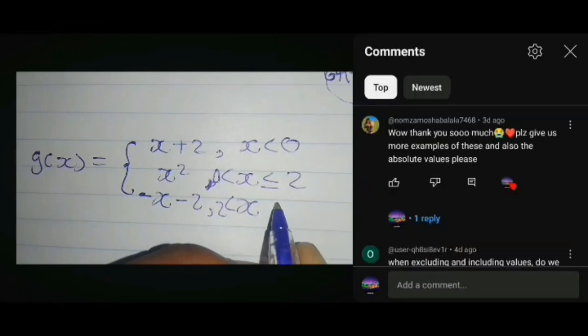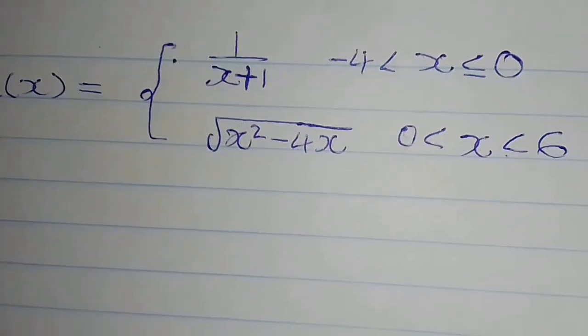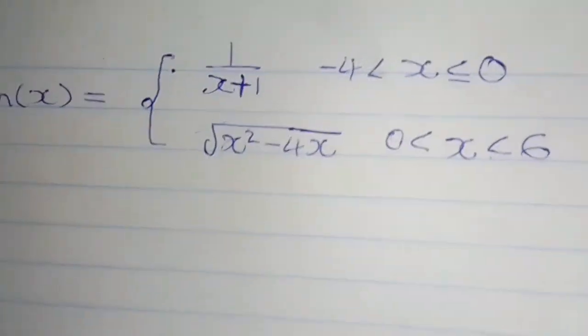The second comment says to give more examples on absolute values. So yeah, we're going to look at those. Remember, an absolute value can also be denoted as a piecewise function. So let's get to it. Answering the first comment, saying we only look at the interval.